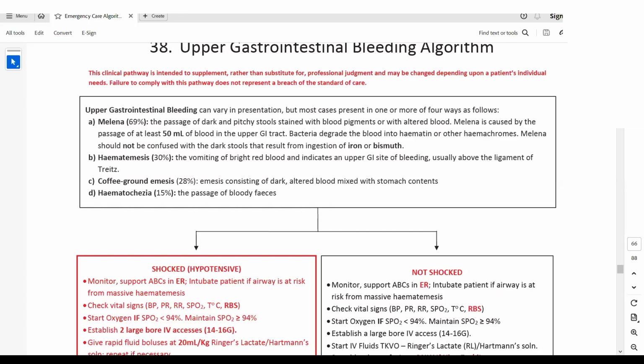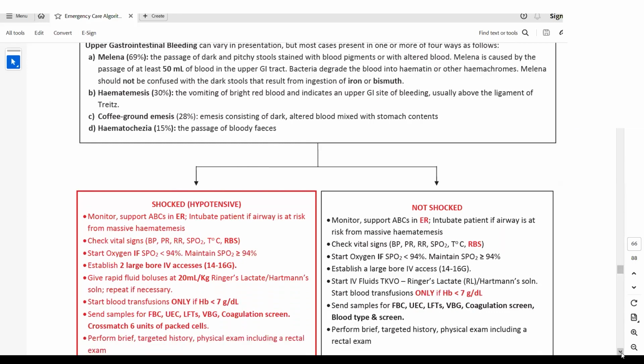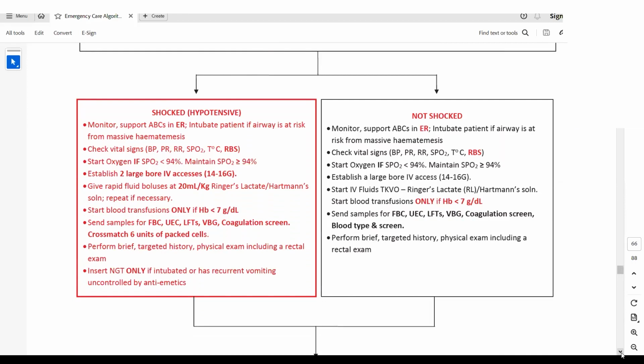Now, once you have all this, the key thing in the emergency department is that you're looking at how quickly can I save my patient? We're looking at the key things that I'm going to do immediately to stabilize the patient. So there are two ways you can see this patient. You'll classify your patient as either one, in shock with hypotensive shock, or number two, not in shock.